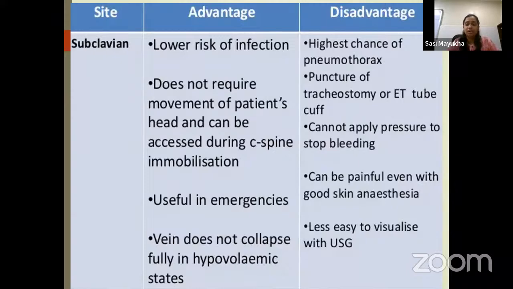But the other disadvantage is it has the highest chance of pneumothorax, puncture of the tracheostomy or the ET tube cuff, and you cannot apply pressure to stop bleeding. So when a patient comes in emergency, when the patient's PT-INR is elevated, when the patient is in sepsis, septic shock, or bleeding, we usually prefer the internal jugular or the femoral vein because if it bleeds, we'll have access to stop it by applying pressure.